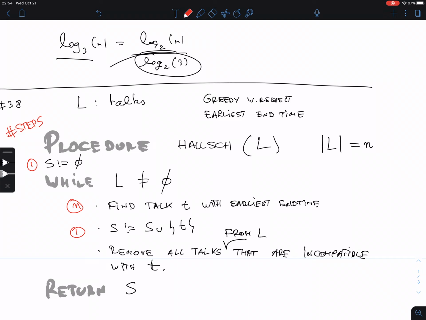because what I have to do here, well, again, let's think, what should you do? How do you remove something? You look at the remaining talks and then see whether the end times conflict, whether there is a conflict. In other words, I have to make a comparison with every single element in L and T. Every single element that is left in L and T.